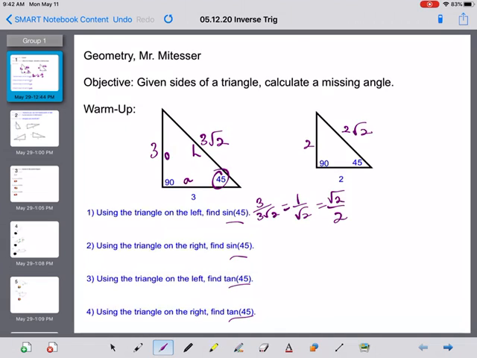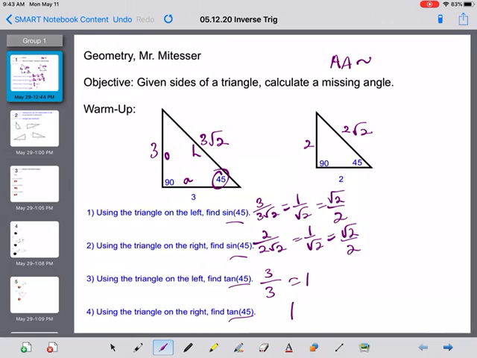Do the same with the triangle on the right. You get the same thing. And we talked about this yesterday, that because they are similar triangles with angle-angle similarity, the sides should all be in the same proportion. So square root of 2 over 2. And then tangent of 45, opposite over adjacent leg. And both of those should be 1-to-1 ratio because they are isosceles.